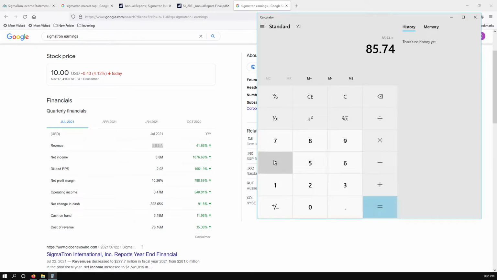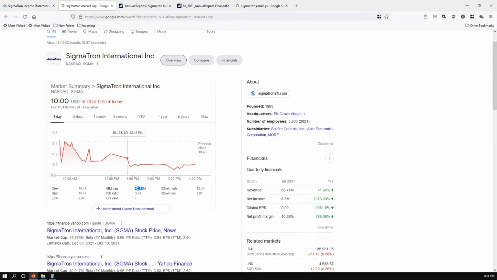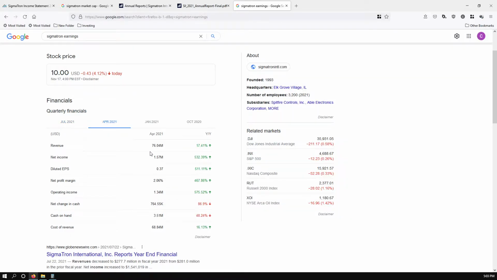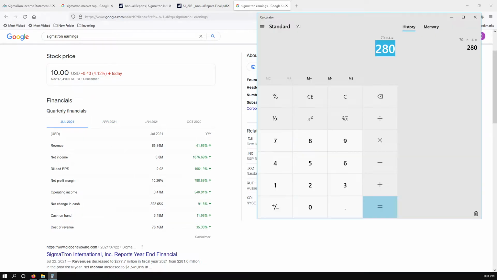85.74 million. Let's assume that they stay there, or you could take the other quarter and average out to 70 million times 4, because it's every quarter. They're making $280 million a year, yet their market cap is only 42.85 million. And their net income here is 8.8 million. Here is 1.57 million. If you took somewhat of an average, I don't know if that's too sustainable, 8 million a year.